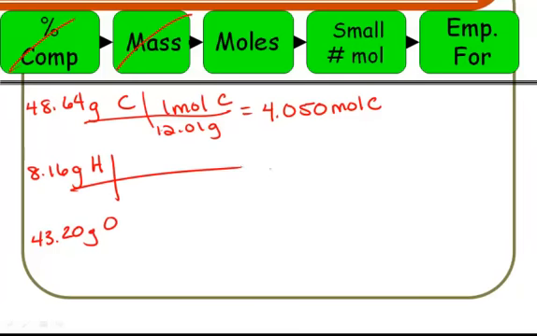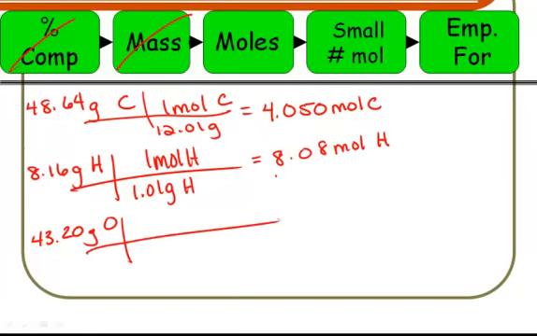The molar mass of hydrogen is 1.01 grams equals 1 mole. So since I want grams to cancel out, I'll put 1.01 grams on the bottom and 1 mole of hydrogen on the top. So 8.16 divided by 1.01 says that I have 8.07, rounded significantly, 8.08 moles of hydrogen. The molar mass of oxygen is 16.00 grams equals 1 mole. So I put my 16.00 grams of oxygen on the bottom, my 1 mole of oxygen on the top.